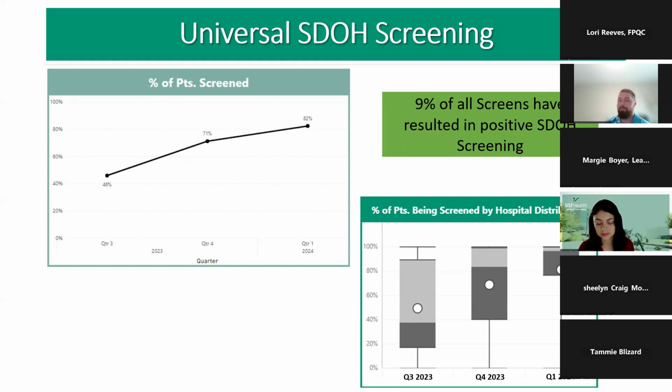And then something that we really like to see, 9% of all of our screens have resulted in a positive SDOH screening. We see that this is very close to the national average. We looked that up, and it's around 10.5% estimated. So we're close to the national average with the percentage of positive SDOH screenings. So the results we're getting are generalizable.